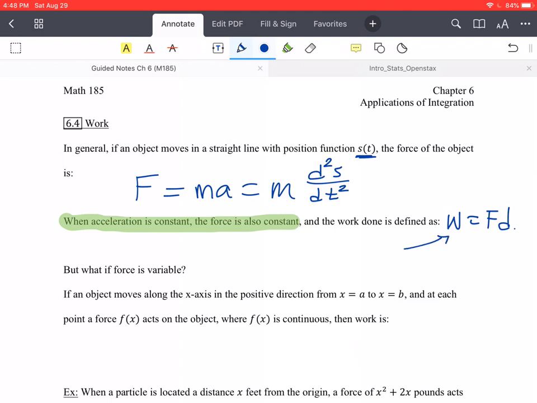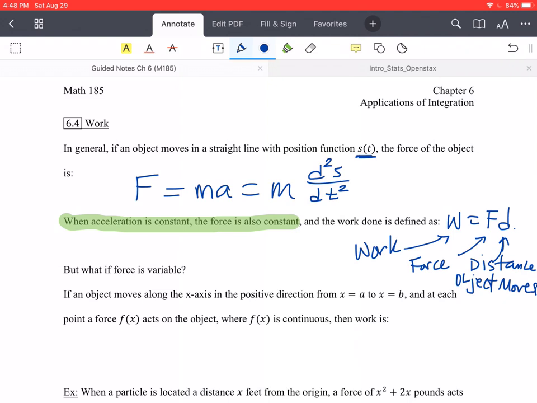And this is where W represents work, F is, of course, the force, and D is the distance the object moves. Okay. So we can find work by just taking force times distance, right? So the amount of force it takes times however far you want it to go.